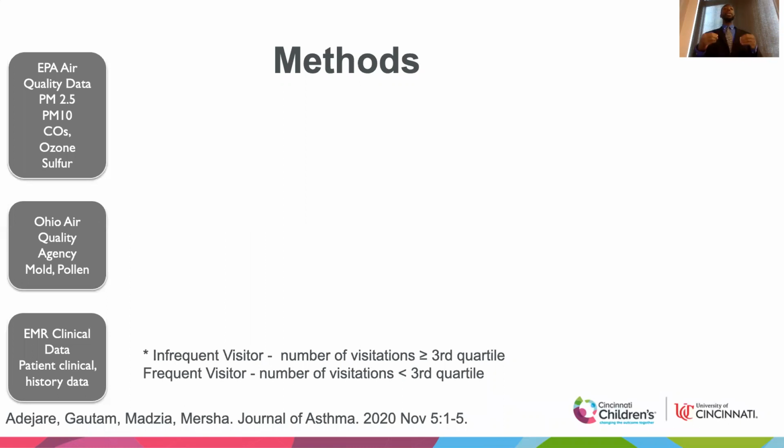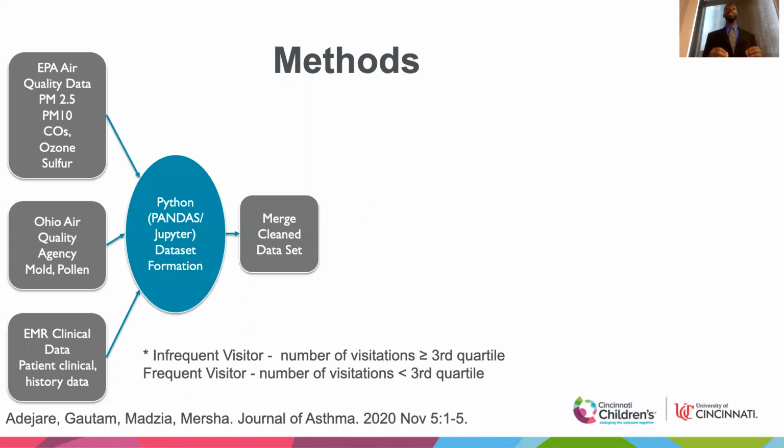So with the Environmental Protection Agency's air quality data, the Ohio Air Quality Agency data, and the University of Cincinnati's electronic medical record data, we did the following. We took these data sets, merged them and cleaned them to form a robust data set, taking the patients' demographic information, mold, pollen, and pollution data into a full data set.